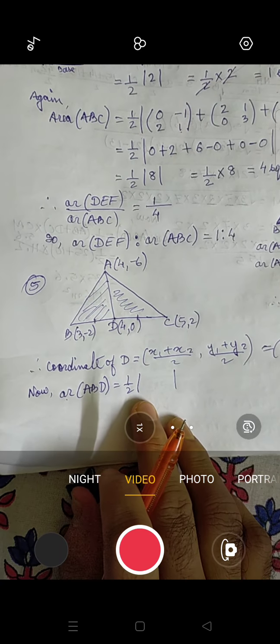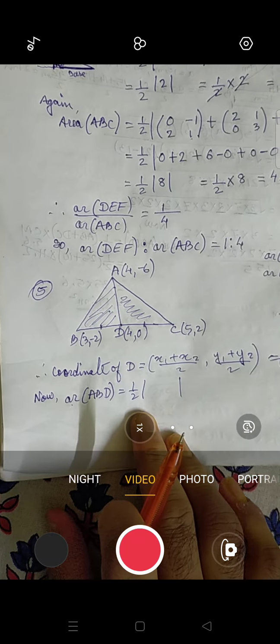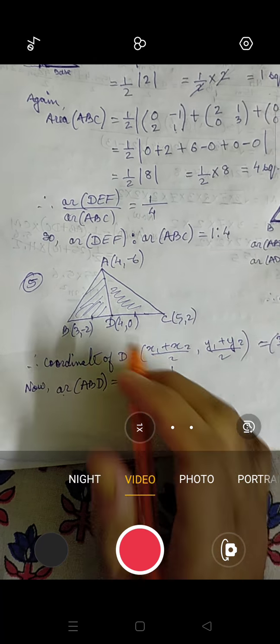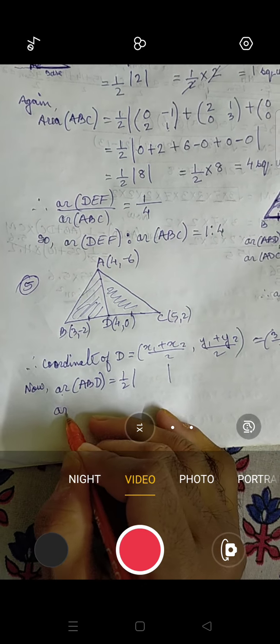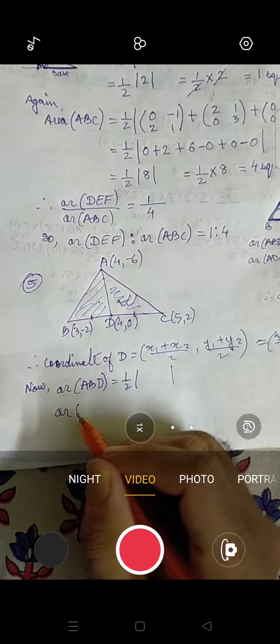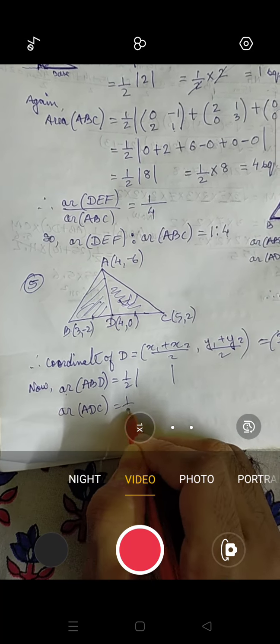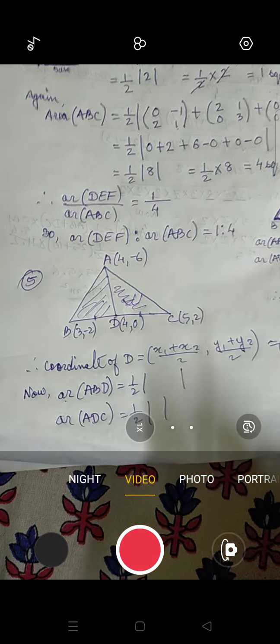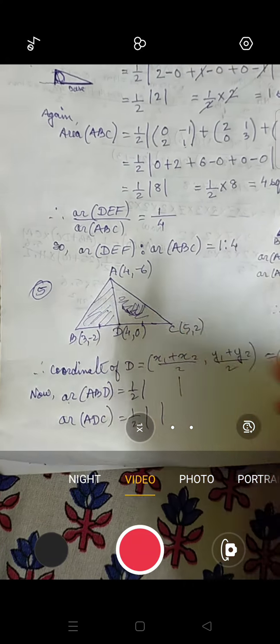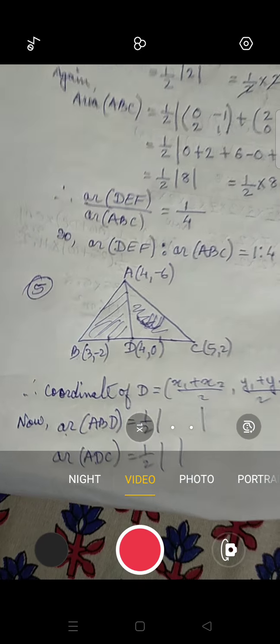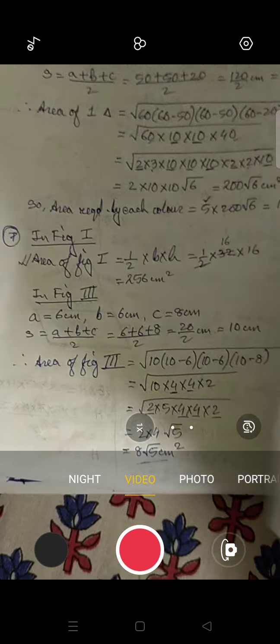Once you get this answer in square units, you will find another area. So I am writing area ADC equals half modulus, then again you will find the other one. Find it on your own. I am pausing the video. Once your answer is over, you can play the video.